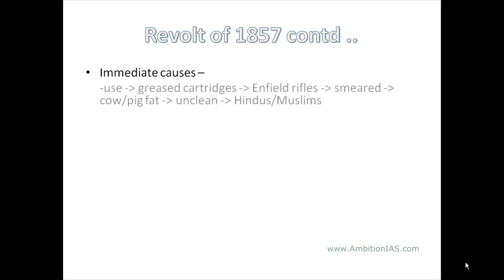Now we shall look into the immediate causes for the revolt of 1857. It was observed that the use of greased cartridges in the newly introduced Enfield rifles, which was smeared with cow or pig fat, was considered to be a taboo, as it was very unclean among the Hindus as well as the Muslims.